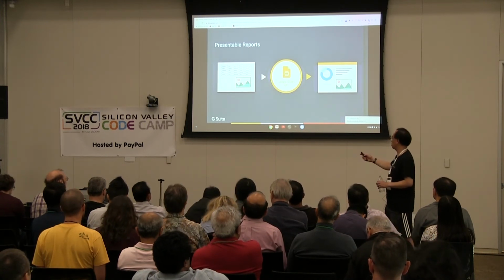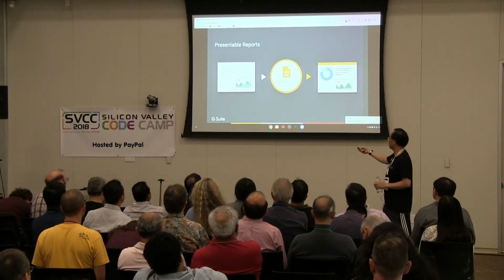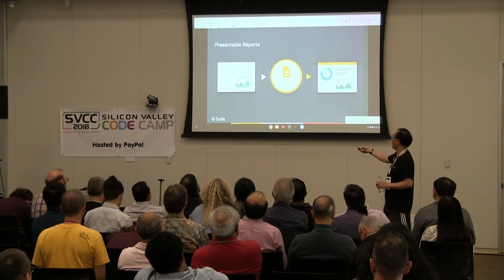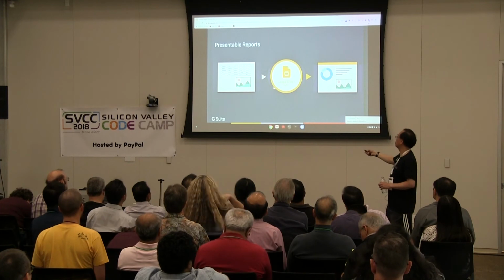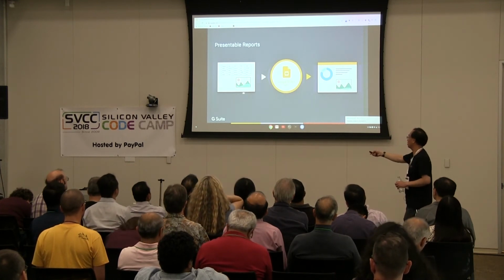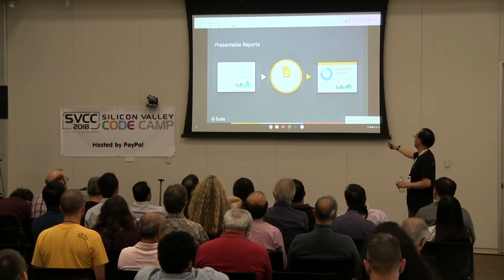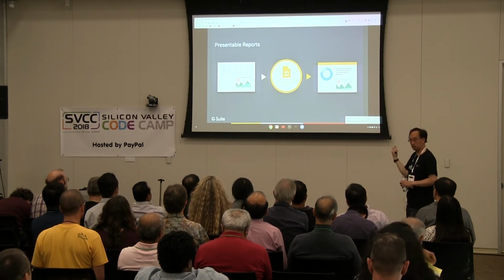So I have something in a spreadsheet. I have the data from the database, and now I made a chart out of it. I can actually use the Slides API to extract that data from a spreadsheet and build a slide deck out of it. So that's one use case.